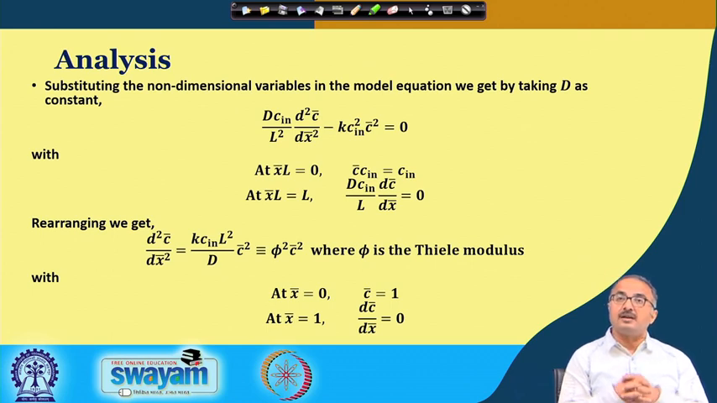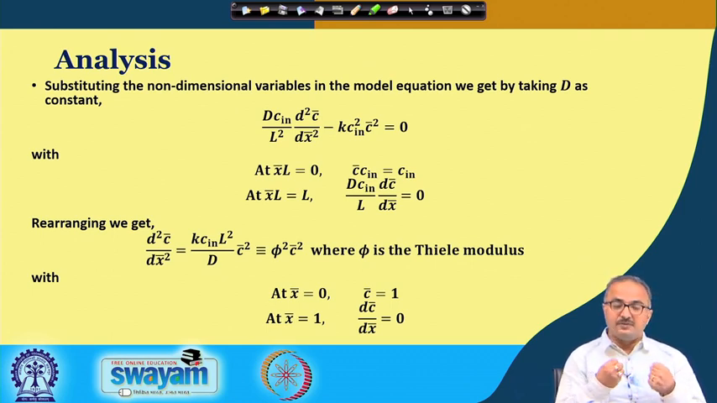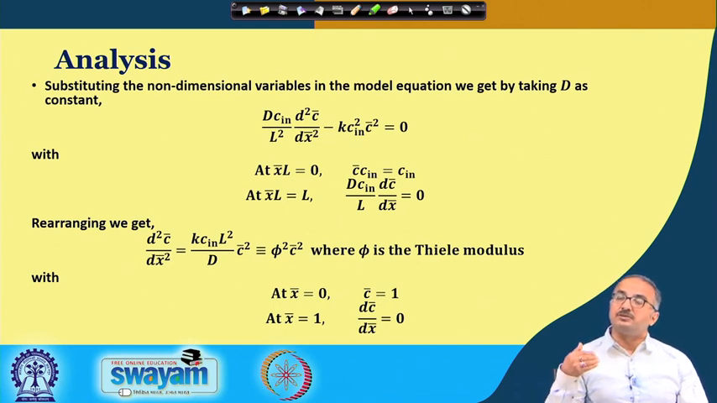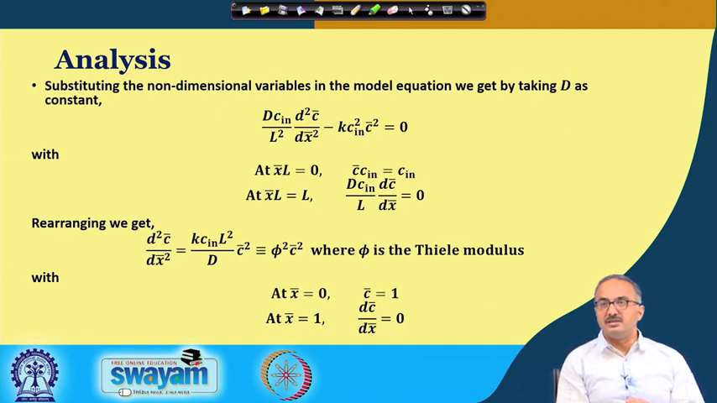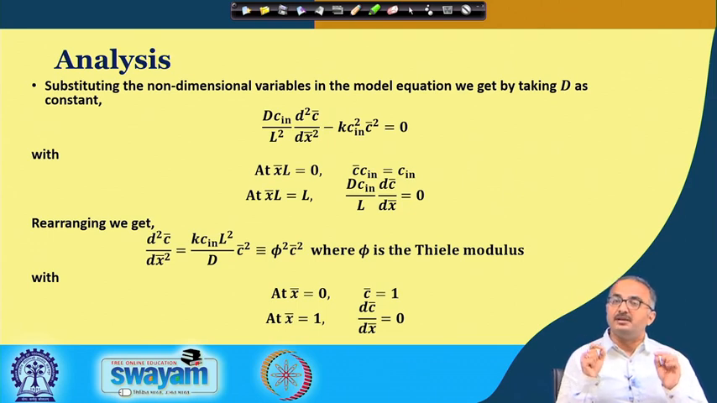Okay? And this Thiele modulus gives us the relative importance of the reaction rate and the dispersion of the component. That means, whenever the reaction is happening, because of that there is a change in the composition. At the same time, because of dispersion also, due to the gradient in the concentration within the particular reactor, there will also be a change in the composition. So, which of these two, reaction or the dispersion, is playing the major role? Okay? That is given by the Thiele modulus.